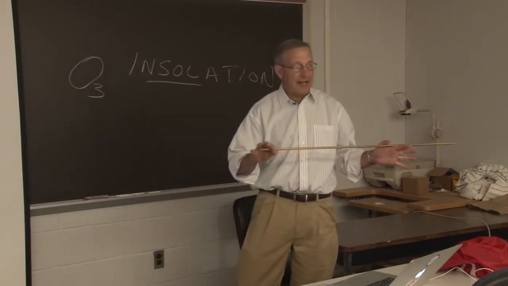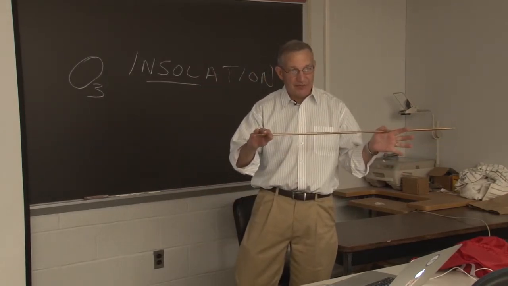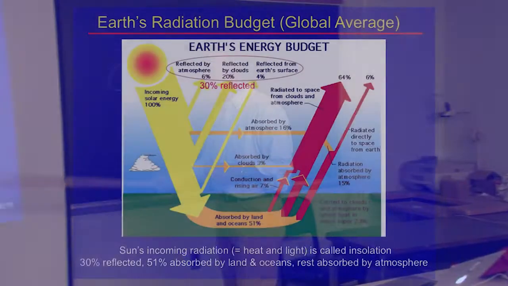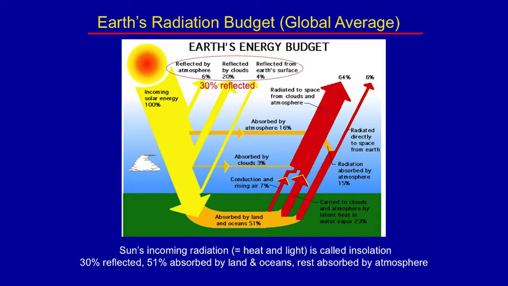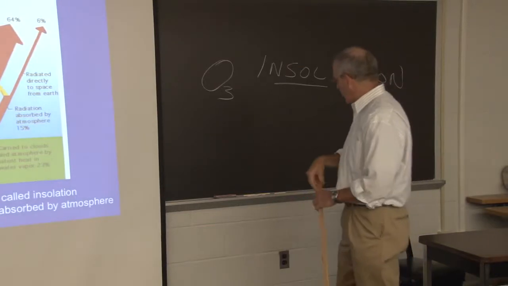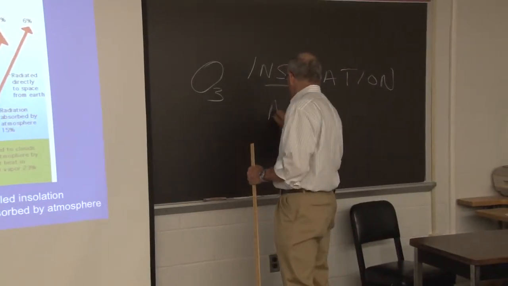So the Earth has a radiation budget, which determines the surface temperature of the Earth. The amount of incoming solar radiation, or insolation, has to be balanced by the amount that's going out into space. 30% of the incoming solar radiation is actually reflected by the Earth back into space. This is called albedo. Albedo means reflectivity.